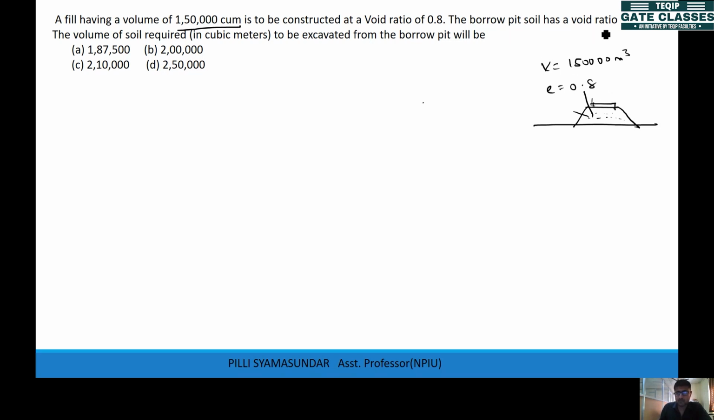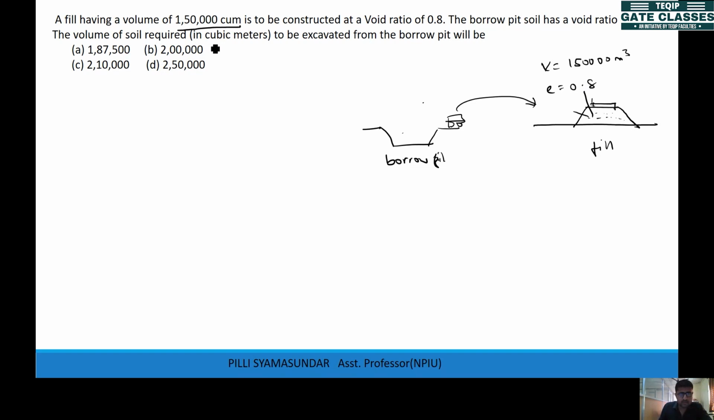Borrow pit soil has a void ratio of 1.4. So borrow pit means you have to lay the soil here, right? So that soil is generally excavated from some other place, you know. So this is what we call borrow pit. So you excavate the soil, you carry that soil in some vehicles and you transport it to here and you fill it here, right? So this is the borrow pit, and this is what we call fill.